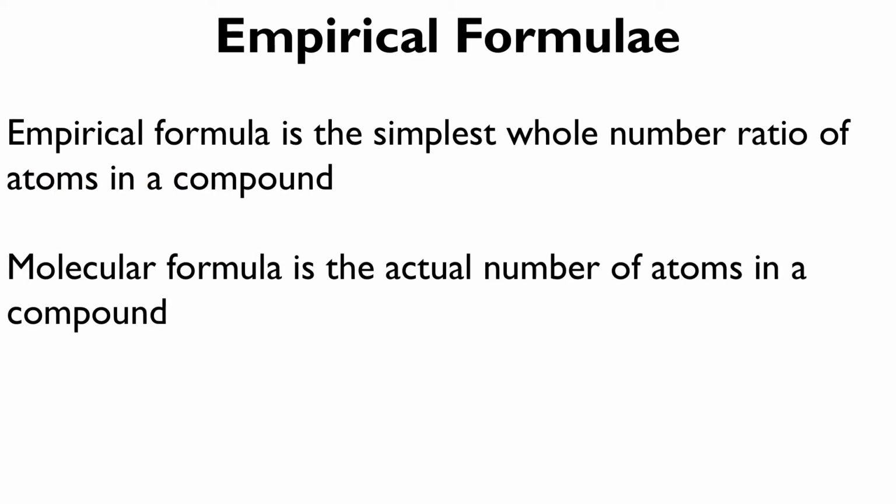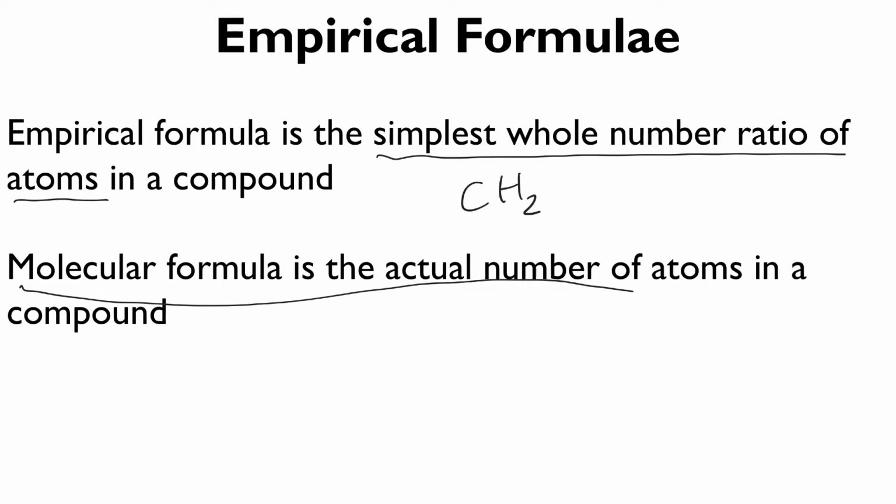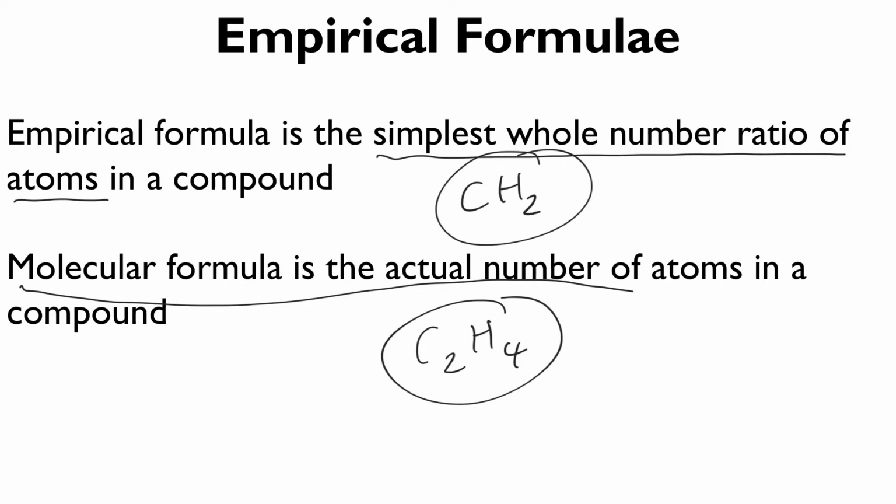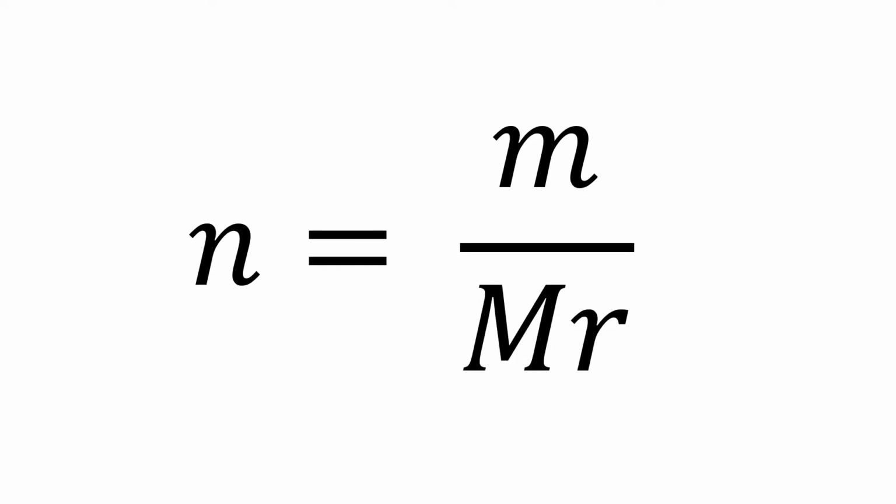So the first thing I thought we'd look at is empirical formulae. Empirical formula is the simplest whole number ratio of atoms in a compound. So this would be something like CH2. The molecular formula is the actual number of atoms in a compound. So for example, C2H4, that would be the molecular formula. That tells you how many atoms there are in the compound. You can simplify that down to come up with the ratio, which is CH2, which is the simplest whole number ratio.